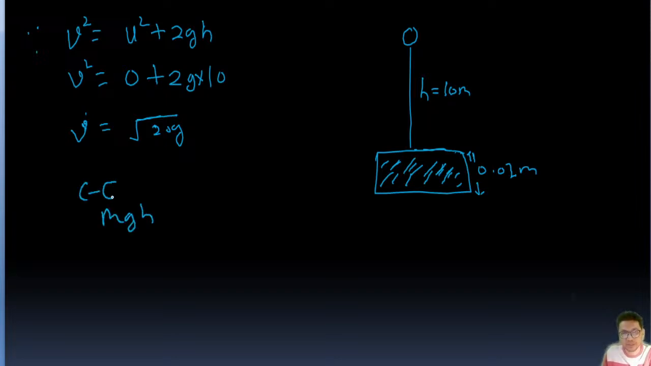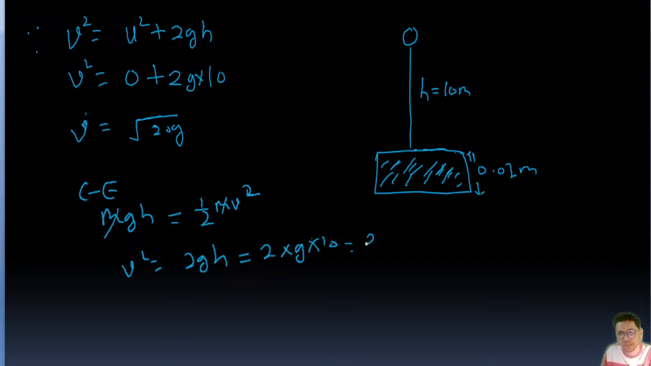So this is going to be mgh, the potential energy of the particle, which is at height h, right? And the kinetic energy of the particle just before hitting the cushion is going to be half mv square. Get cancelled, and this is going to be v square equal to 2gh, and that is 2 into g, h is 10, that is 20. From this method also we can find out. I have told you both methods.